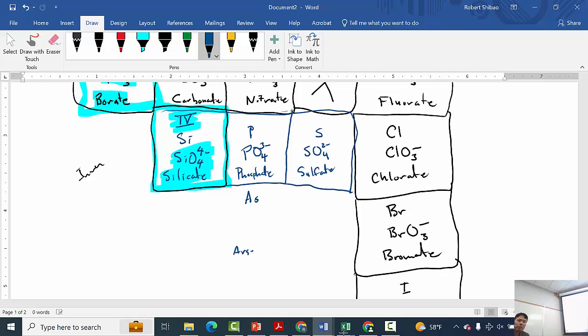But we could also have arsenate. Arsenate is As. Now, how many oxygens do you think arsenate has? Yeah, excuse me, 4 is correct. And what is the charge? -3 is correct, 3 negative. And so do you see arsenate and phosphate are very similar?